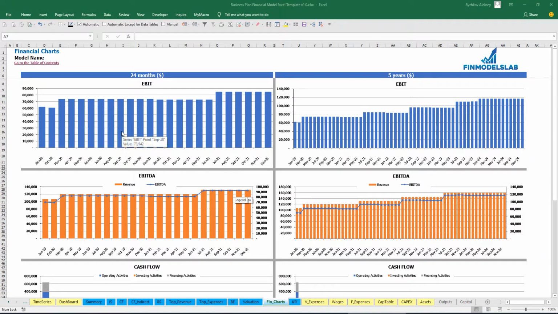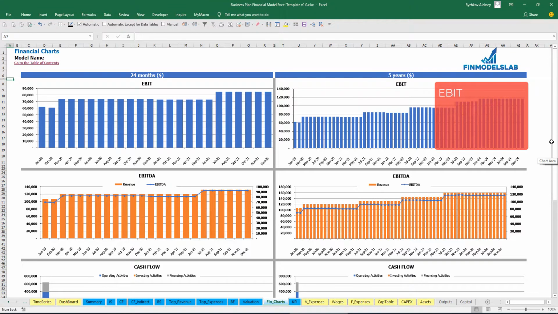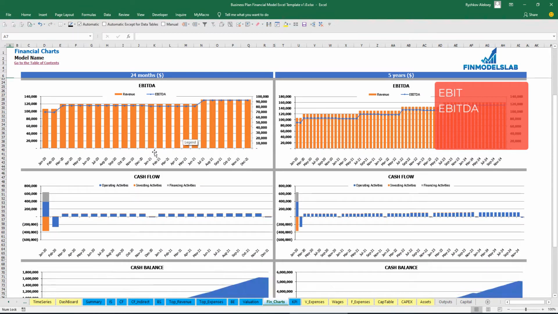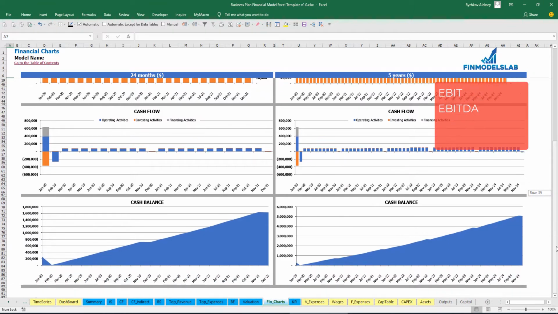On the Financial Charts tab, you may see 2 sets of charts, which is 24 months by month and 5 years by month. On the first set of charts, you may see the EBIT amount. On the next set of charts, you may see the EBITDA and the revenue by months for 2 years and 5 years. The next set of charts will show you the cash flow, which is broken down by operating activities, investing activities and financing activities.